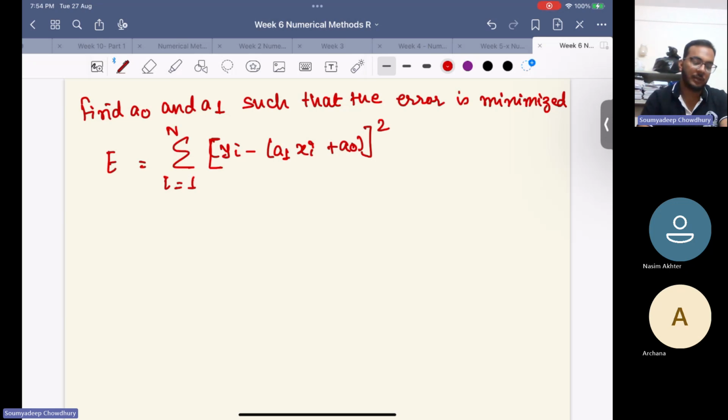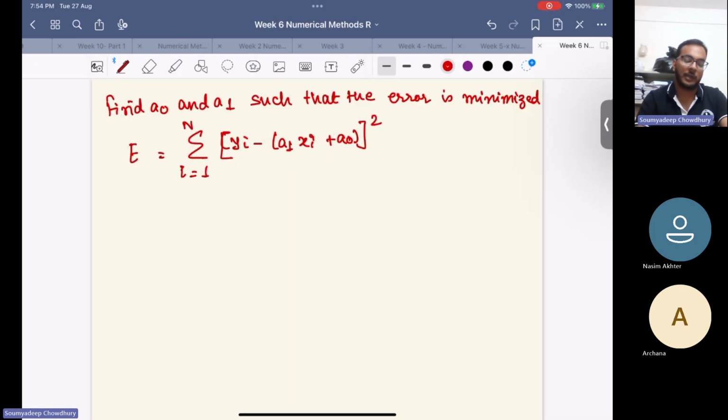So based on this equation, we have to find a1 and a0, right? yi and xi are known to us. With respect to which variables should we differentiate here?